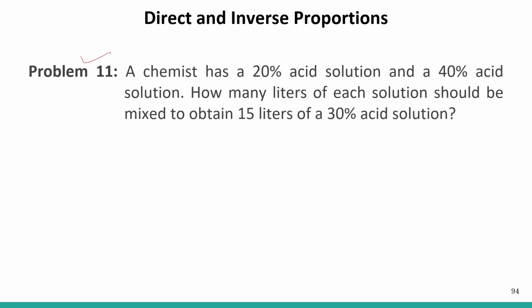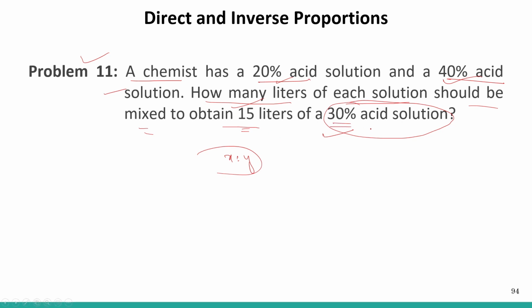So let's see problem number 11. A chemist has a 20% acid solution and a 40% acid solution. How many liters of each solution should be mixed to obtain 15 liters of 30% acid solution? So this is the question. We have a 20% acid solution and a 40% acid solution. How many liters of each solution should be mixed? If the ratio is x is to y, then their sum must be 15 liters, with 30% acid solution.